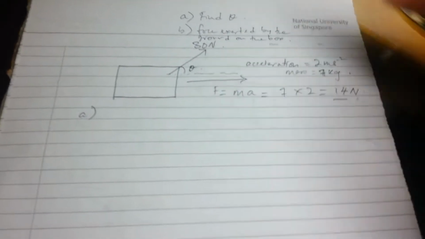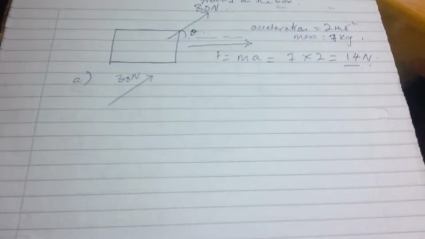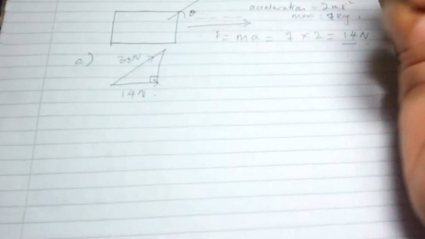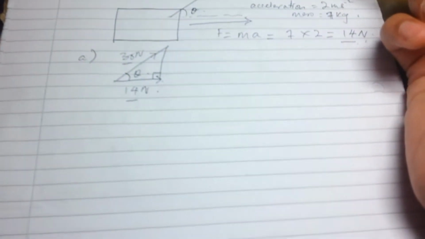So how are we going to find it? First, we create a triangle. Imagine we take this line, this is 30 Newton, and then we take another line, this is 14 Newton, and then we draw a line like that, and we make this a right angle triangle. So this is theta, the angle that they want to find. Now we know that this is 14 Newton, and this is 30 Newton. Can we find theta? Of course we can. Let's label first. This is the opposite, this is adjacent, and this is hypotenuse.